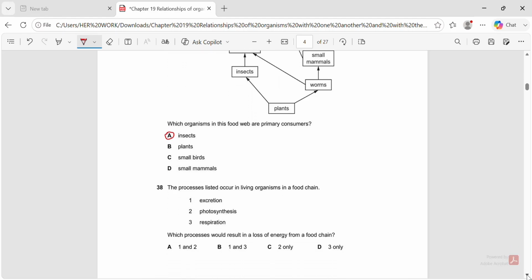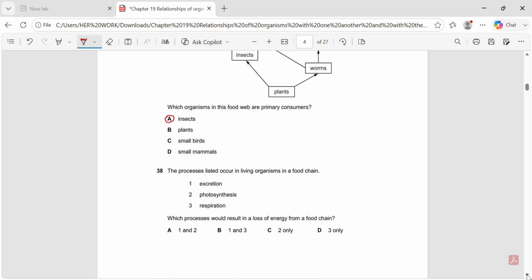Next, question says, the processes listed occur in living organisms in a food chain. 1 is excretion, 2 is photosynthesis, 3 is respiration. It then asks, which processes would result in a loss of energy from a food chain? Think about what happens to energy in a food chain. Energy is lost through excretion, where waste materials still contain chemical energy, and through respiration, where energy is released as heat. Photosynthesis, on the other hand, captures energy from sunlight instead of causing a loss. Therefore, B, which says 1 and 3, is the correct answer.